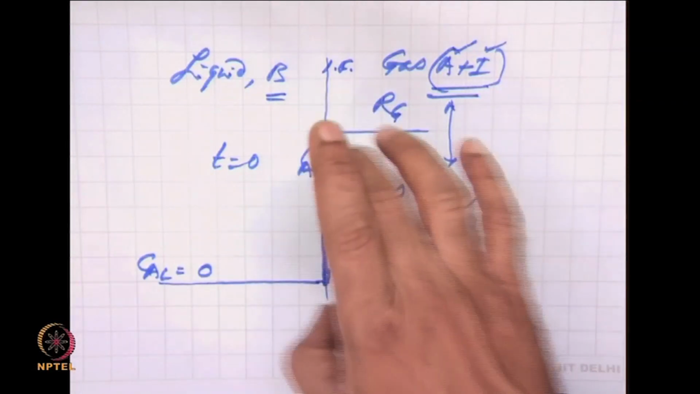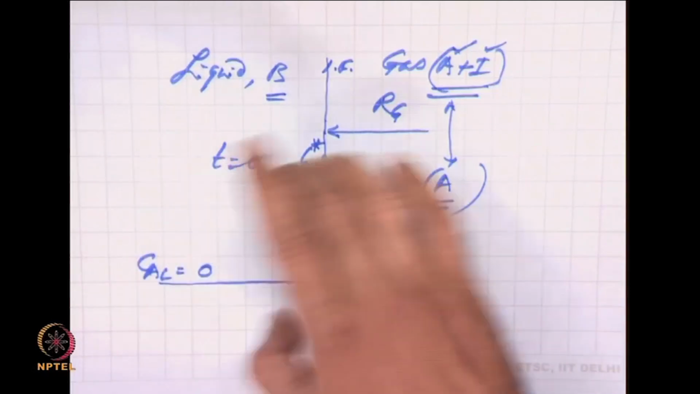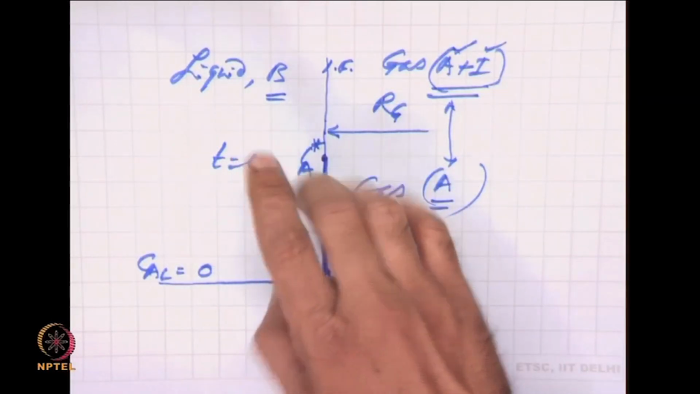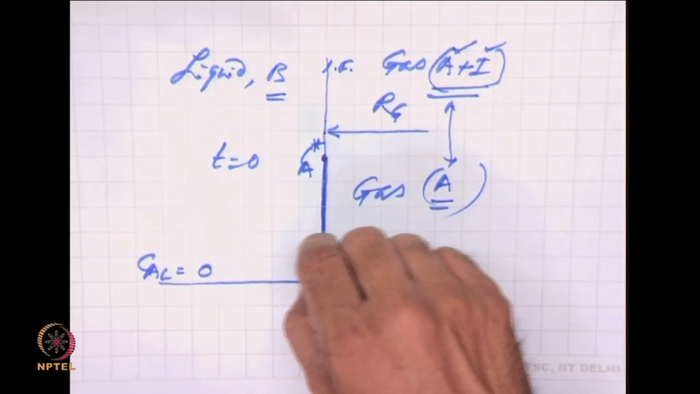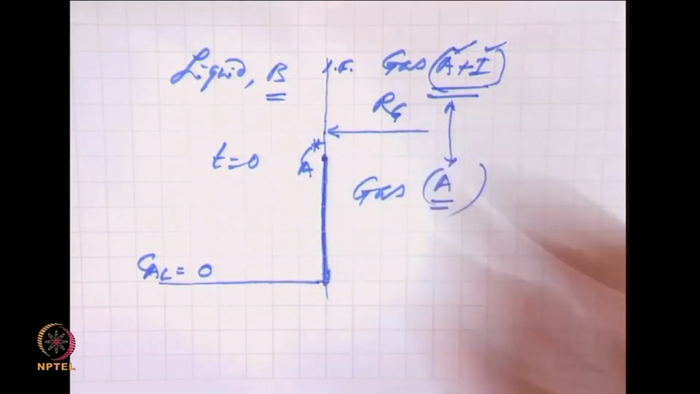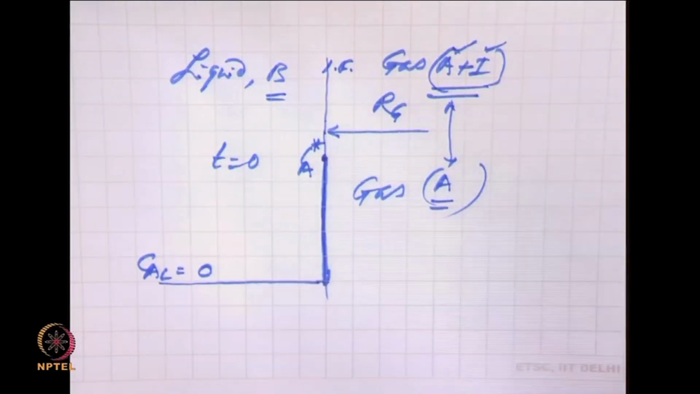So, the capacity of the liquid to carry an infinite amount of gas per area per time at time 0 does not mean that it can be realized in practice. The question is why? Why is it not possible? Because the concentration of the gas A at the interface is different from that in the bulk, so there cannot be an infinite amount of flux.